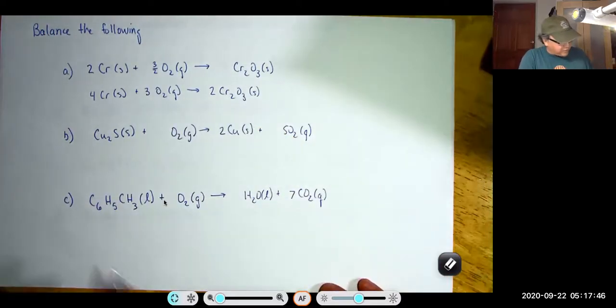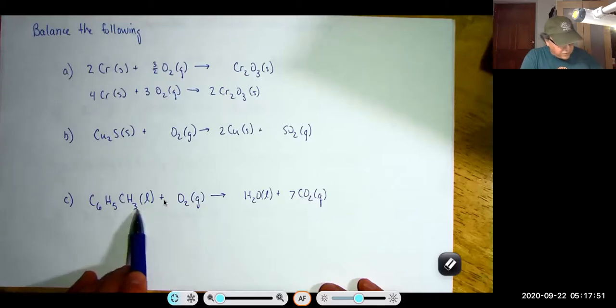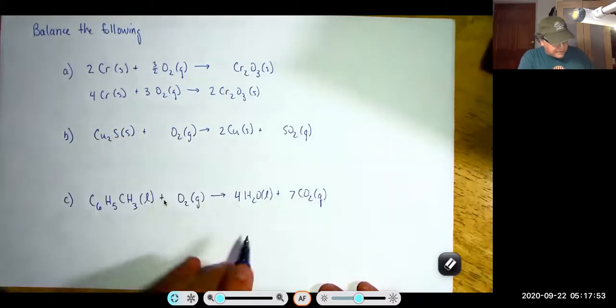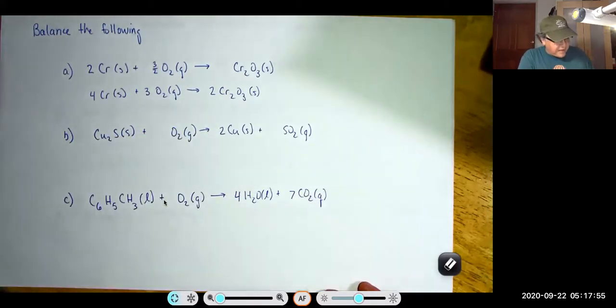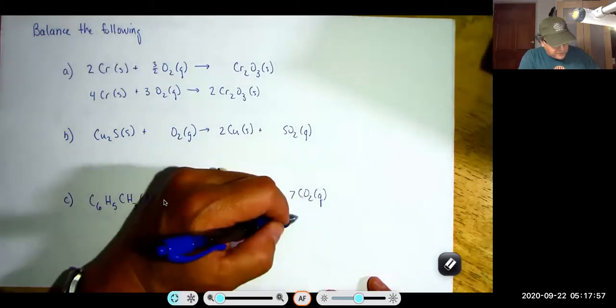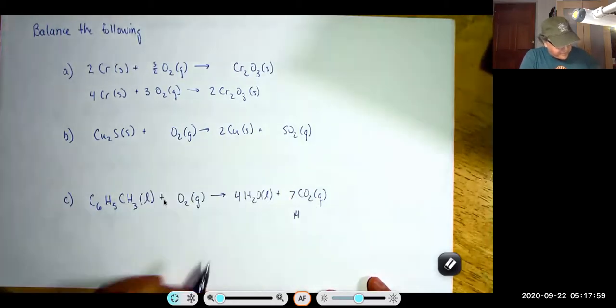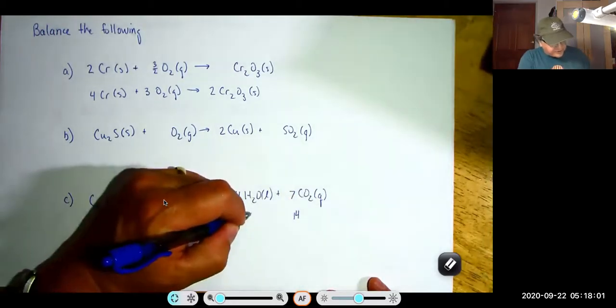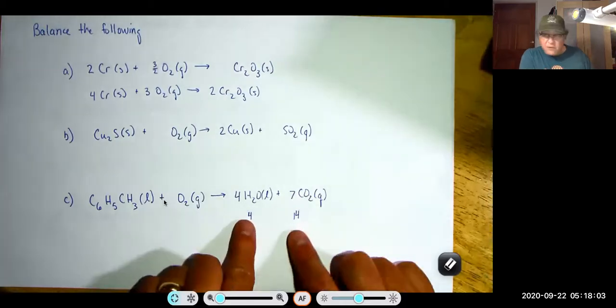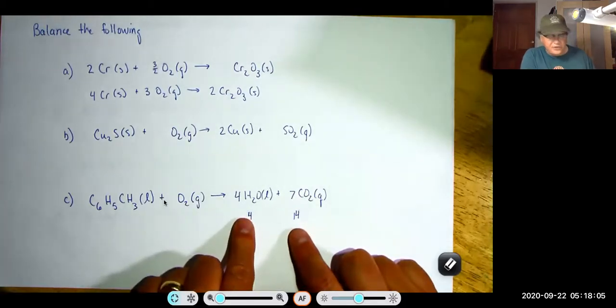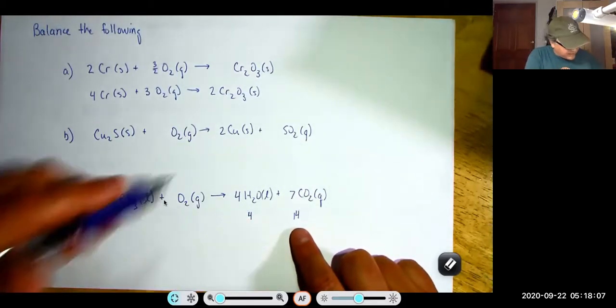How many hydrogens do we have? 5, 6, 7, 8. So I'm going to put a 4 here so that we also have 8. And now for the oxygens, we've got 14 oxygens here, and we've got 4 oxygens here for a total of 4 plus 14, which is 18. So to get 18 oxygens, I need a 9 here.